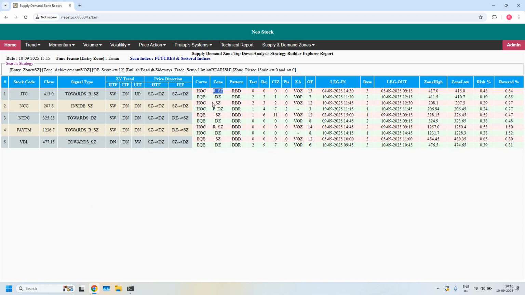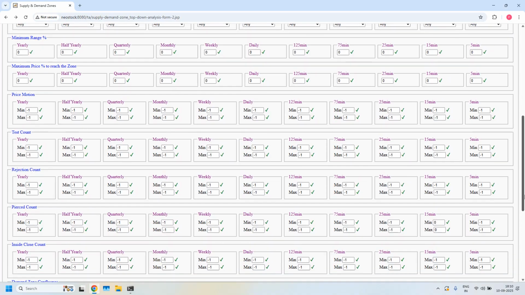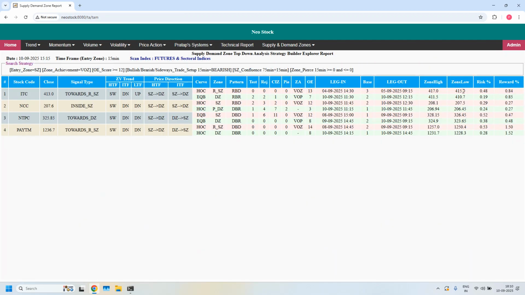Entry time frame zones are 15 minutes supply zones. Out of these 5, let us identify high probability trade setup 15 minutes supply zones. First filter is LTF and ITF supply zone confluence. That is 15 minutes and 75 minutes supply zone confluence. With this filter, we got 4 stocks. In these 4 stocks, these 15 minute supply zones are overlapped with 75 minute supply zone. And the 75 minutes trend is a downtrend in all the stocks.